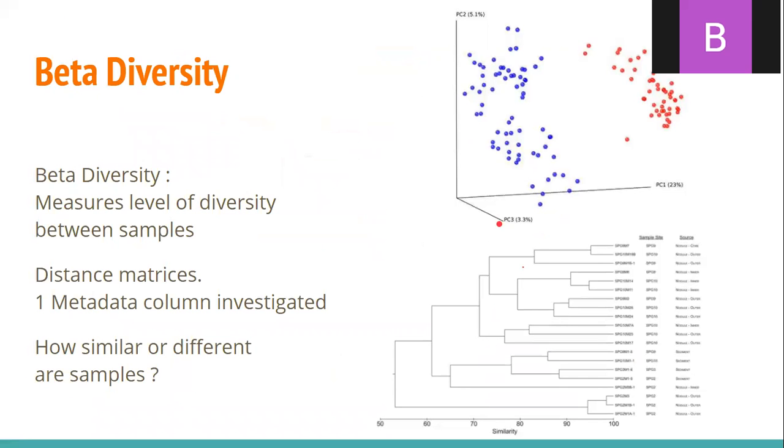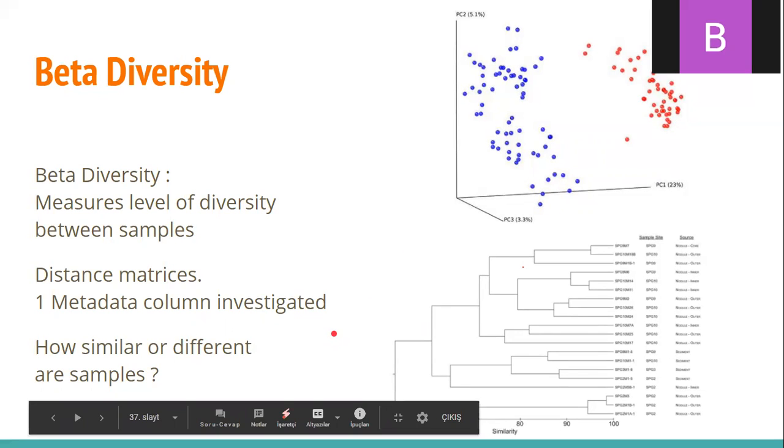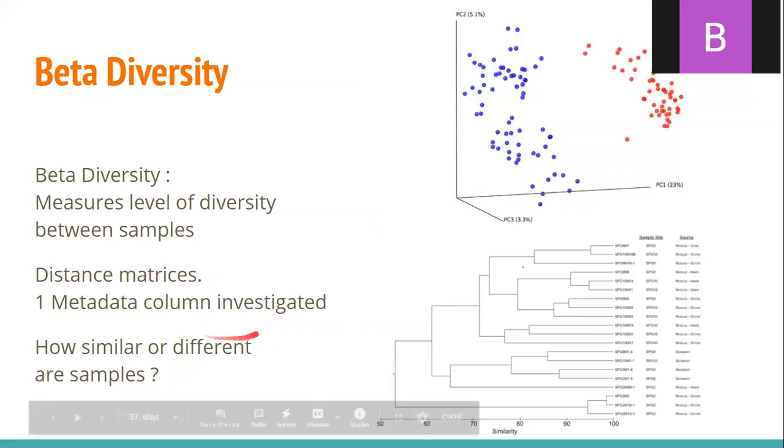For beta diversity, I already mentioned the difference from alpha. Beta diversity measures the level of diversity between the samples from each other. PERMANOVA is used for testing the difference. The distance matrices have been used for that. It answers how similar or different the samples are from each other. And for each distance matrix, one metadata column has been investigated.